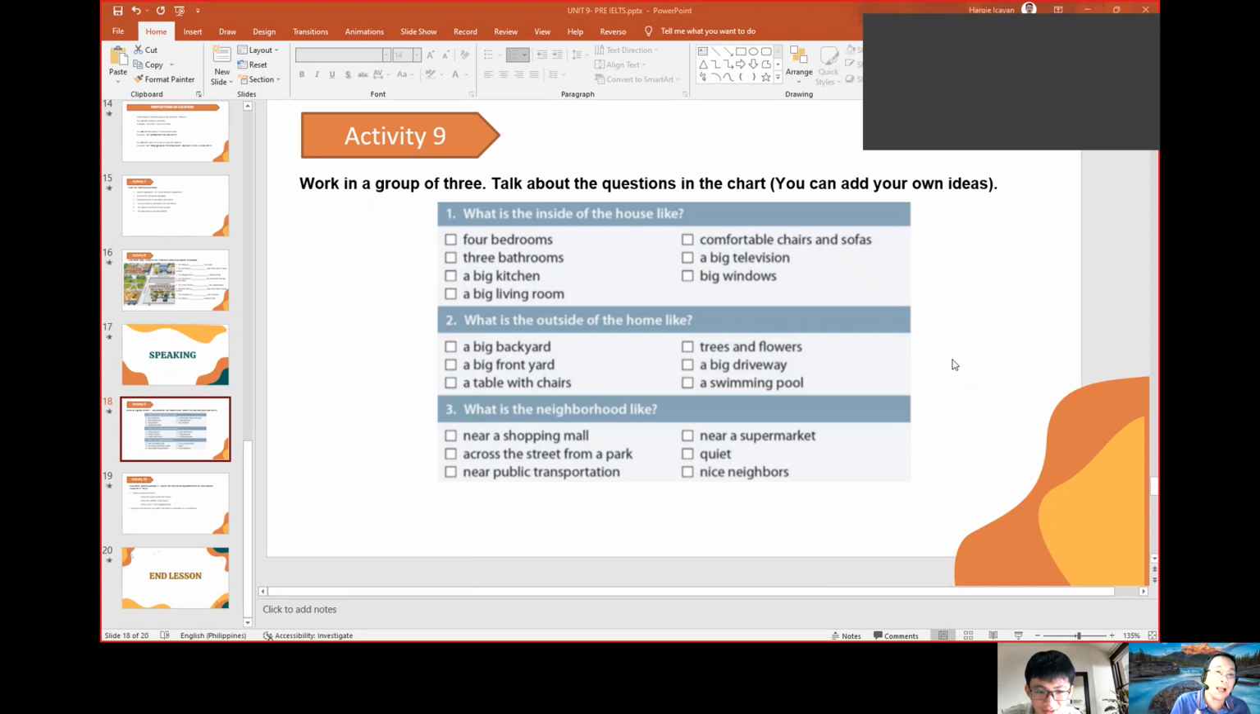Okay, if you're going to ask me what my dream house would be, I dream of only a one-floor house. It's a bungalow house with four bedrooms in it.